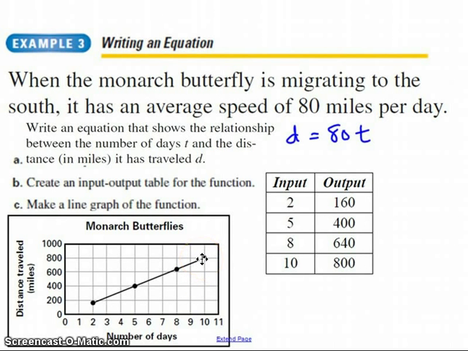And they've decided to end it at 10. I don't know why either. I would imagine a butterfly can keep flying more than 10 days. But that's generally what your graph ought to look like.